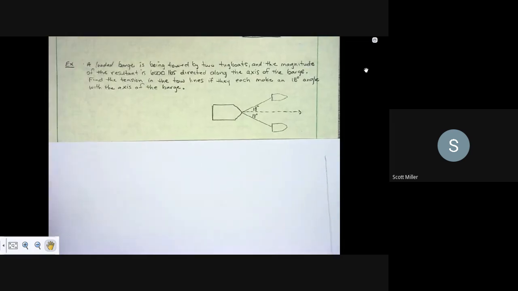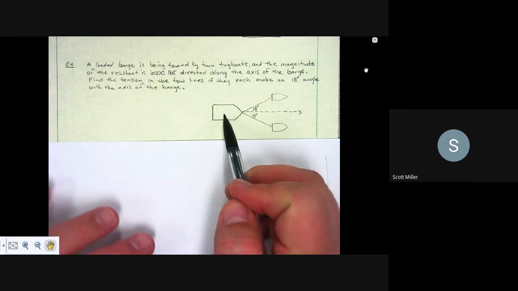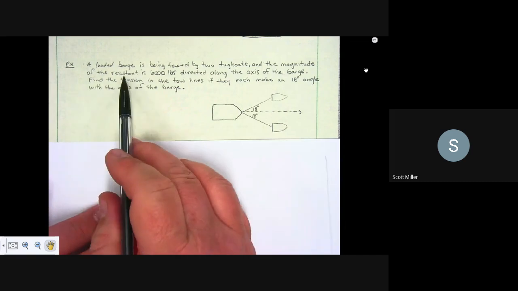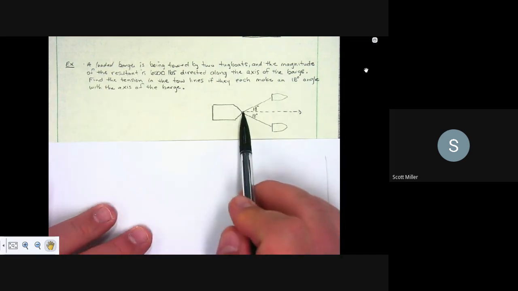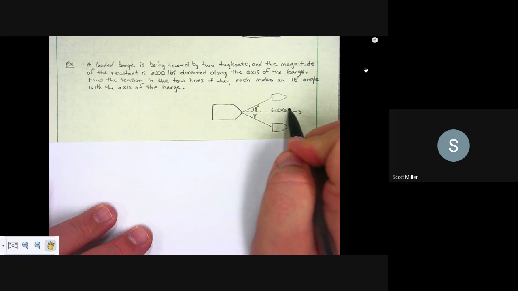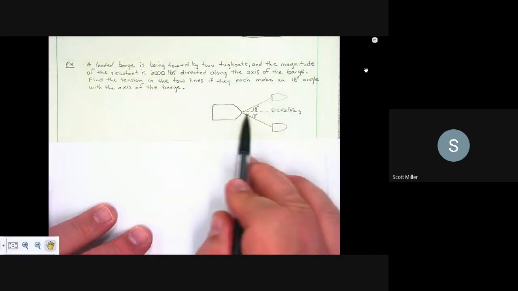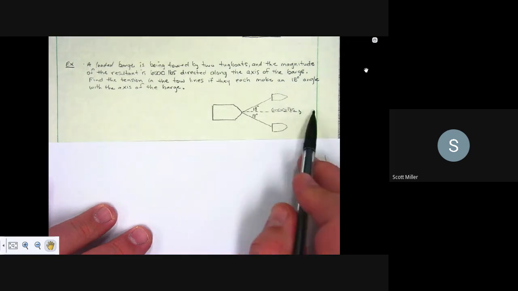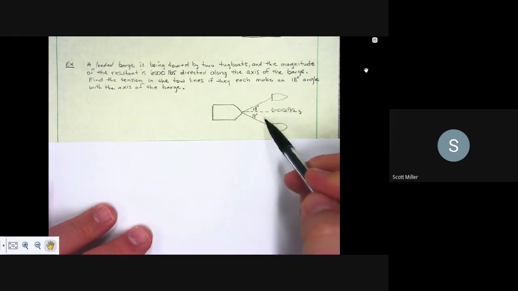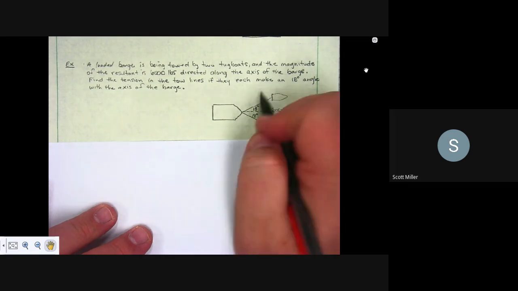is this. A loaded barge is being towed by 2 tugboats, and the magnitude of the resultant is 6,000 pounds. So that means this is 6,000 pounds, directed along the axis of the barge. That's this axis of the barge right here. Find the tension on these ropes. So what is the force being applied on these ropes? The tension.